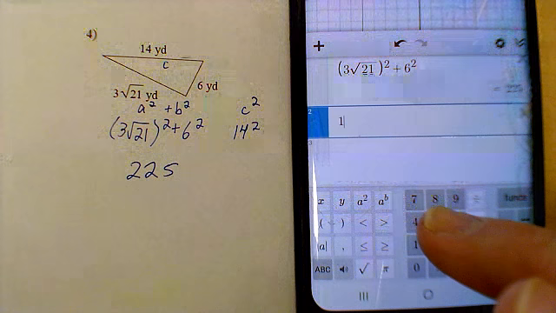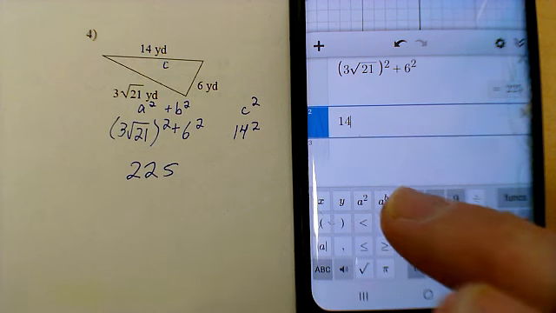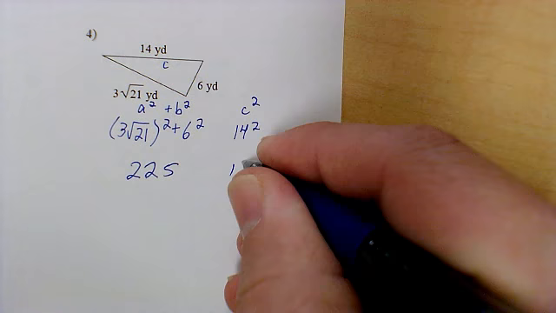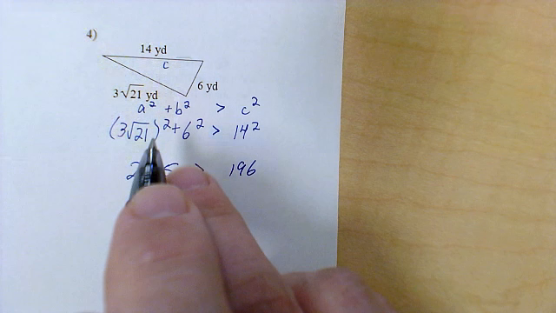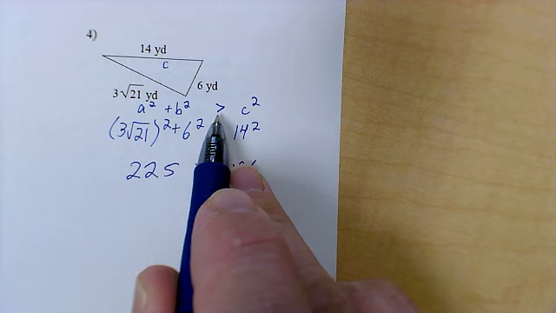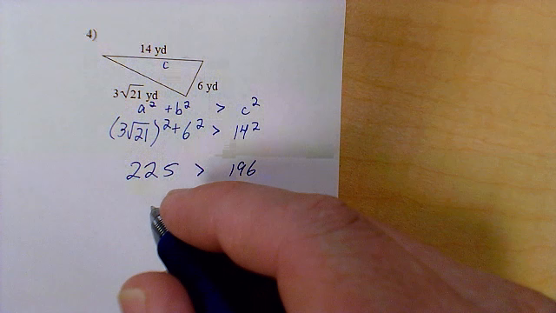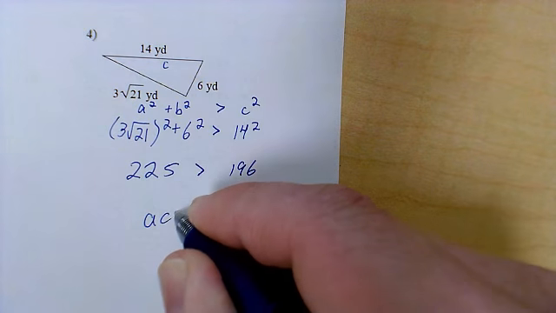225. 14 squared, I can type into a new box here. 14 squared is 196. So 225 is greater than 196. Since a squared plus b squared is greater than c squared, refer back to the notes, and you're going to see that this is an acute triangle.